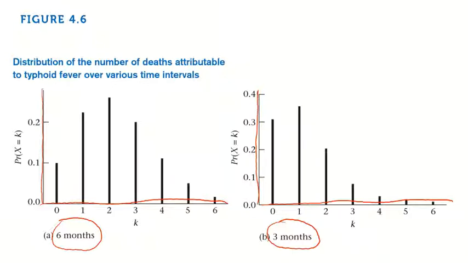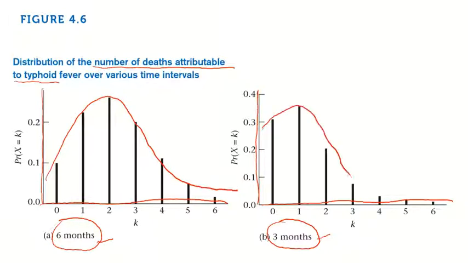This is the same problem from a while ago, the number of deaths attributed to typhoid fever. First, in a span of 6 months. Second, in a span of 3 months. Take note that the occurrence of success, or K, is always skewed towards the right. So there is this shape wherein the tail is always towards the right. And that's a very important trait of a Poisson probability mass distribution, skewed to the right. Meaning to say, it's very rare to have a success outcome.